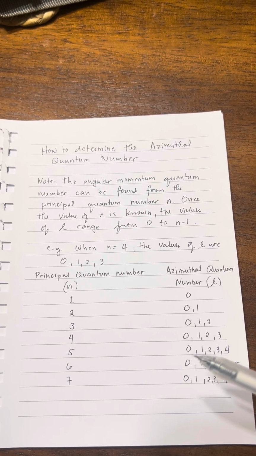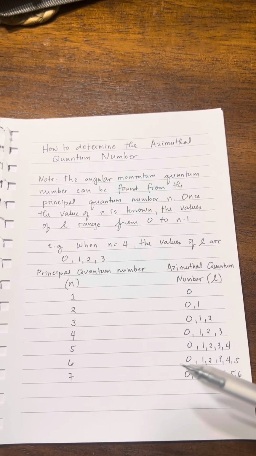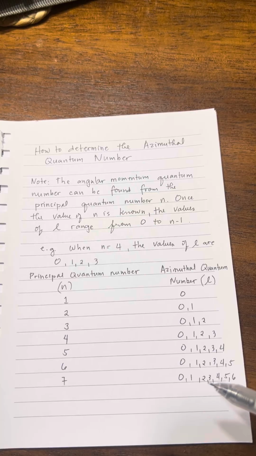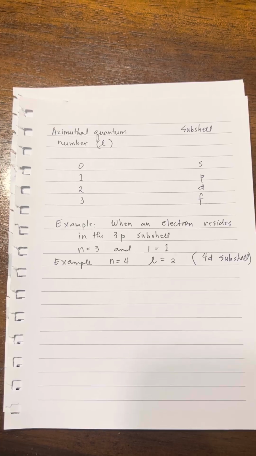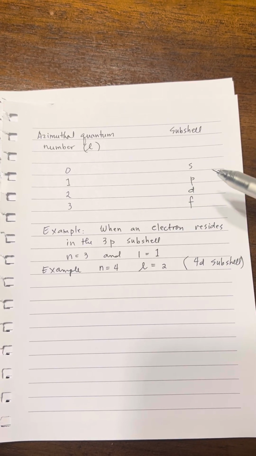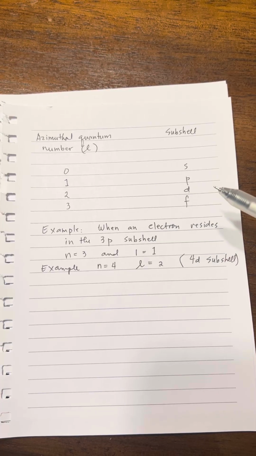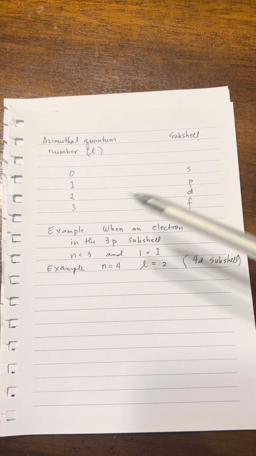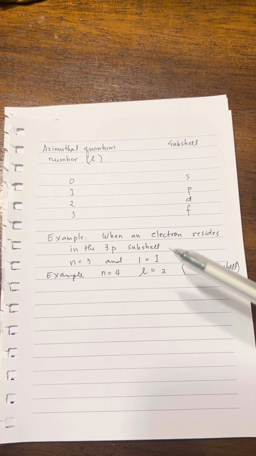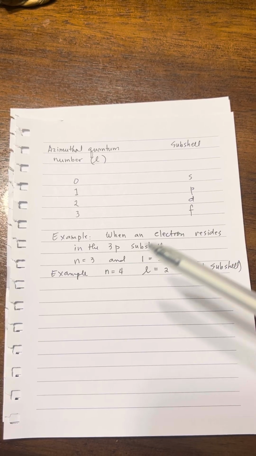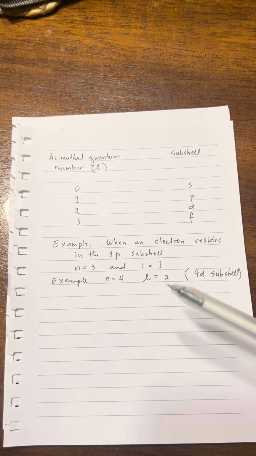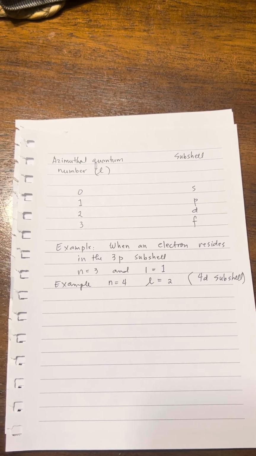If you have 5, you have 0, 1, 2, 3, and 4. If you have 6, you have 0, 1, 2, 3, 4, and 5. If you have 7, you have 0, 1, 2, 3, 4, 5, and 6. If you have azimuthal quantum number 0, that is the S subshell. 1 is the P subshell, 2 is the D subshell, and 3 is the F subshell. For example, when an electron resides in the 3p subshell, N equals 3 and L equals 1. Another example, N equals 4 and L equals 2 belongs to the 4d subshell.